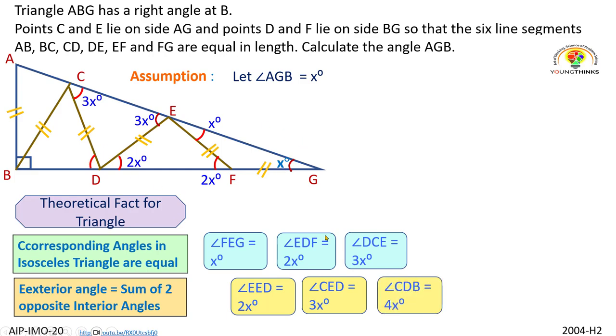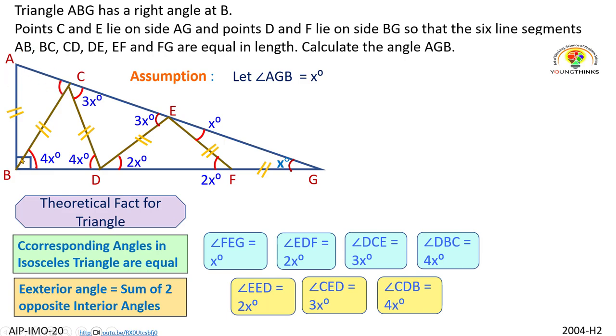The exterior angle is equal to the sum of the two opposite interior angles. So this 4x is 3x plus x. So that's a 4x. Again, these two sides are equal. If this is 4x, that angle is also going to be equal to 4x. The DBC is also equal to 4x.